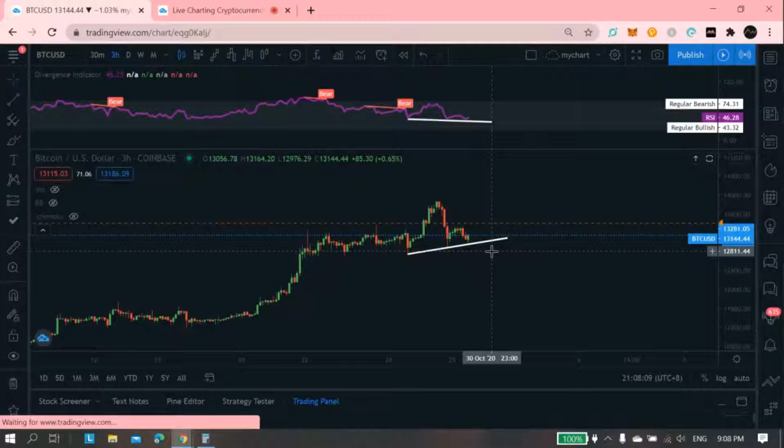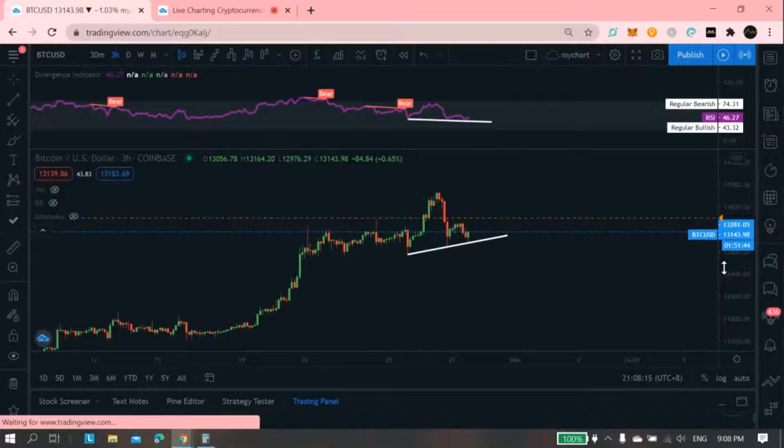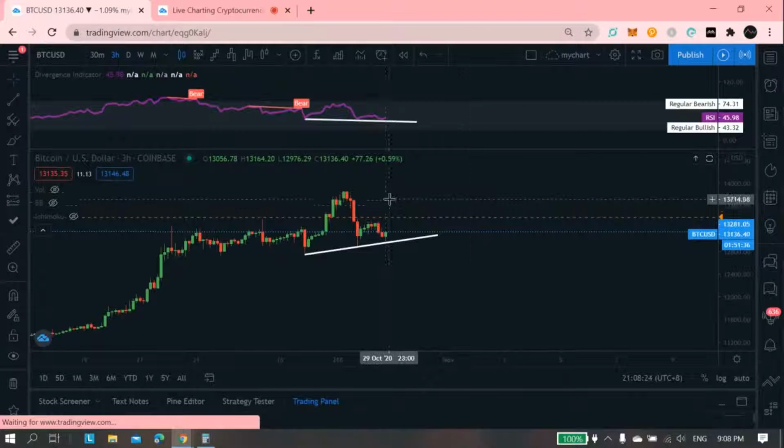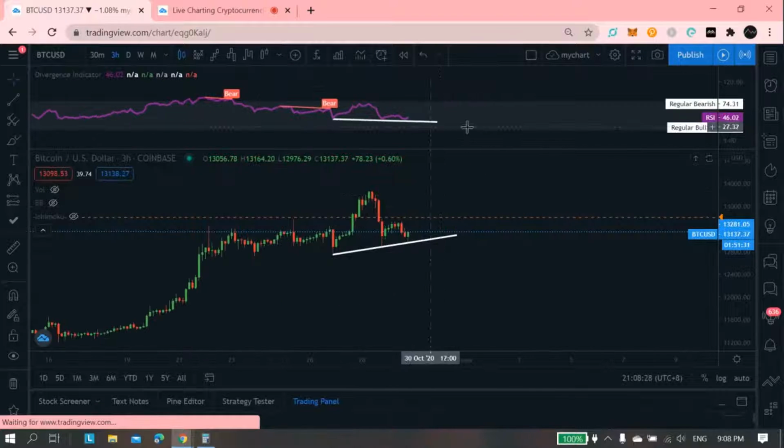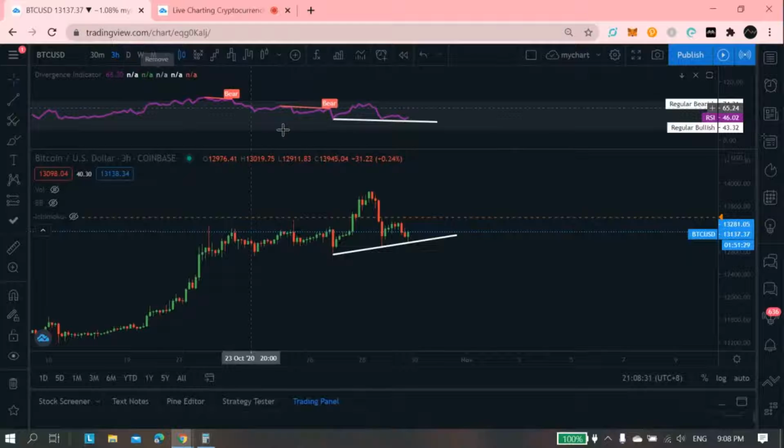13,077, and my cut loss area is 13,100. TP area, I'm still waiting, and possibly this area, the 13,800. Oh, so I think that's it for the 3 hours time frame.